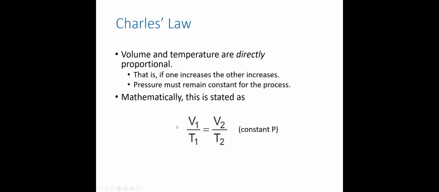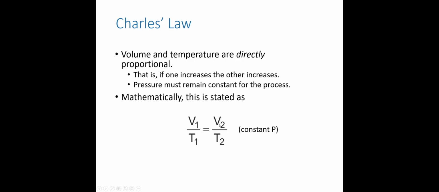And so mathematically, we write a directly proportional law like this, where again the 1's stand for the starting values and the 2's stand for the ending values. And we have to have here a constant pressure. I want to reiterate that the temperatures must be in units Kelvin. Remember, Kelvin temperatures are always positive. We can see clearly why we can't use Celsius here.